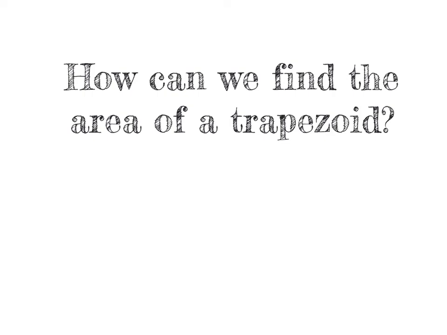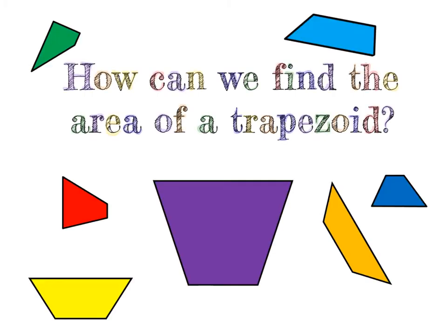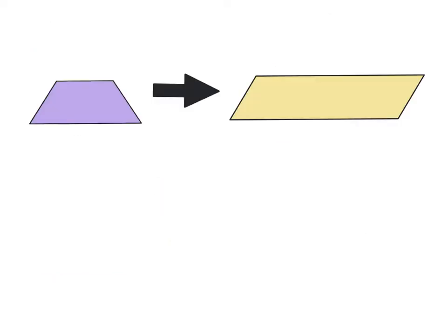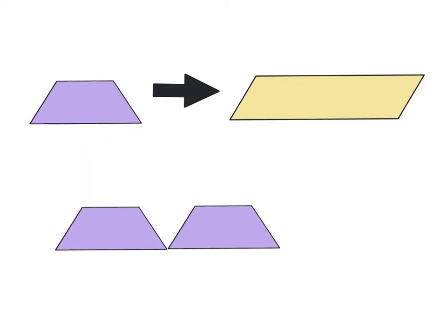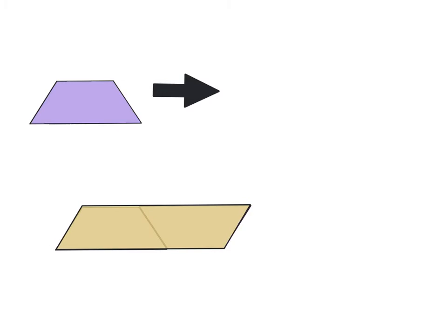How can we find the area of a trapezoid? Let's see if we can write a formula to find the area of any trapezoid. Since we already know how to find the area of a parallelogram, let's build off of that knowledge. We can rearrange two identical trapezoids to form a parallelogram. Here we can see that the area of the trapezoid is half the area of the parallelogram.